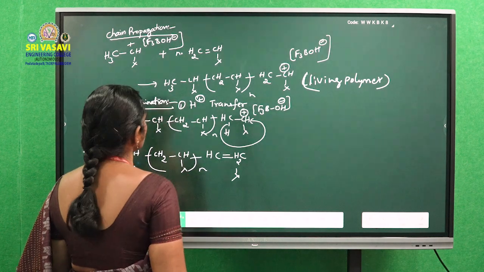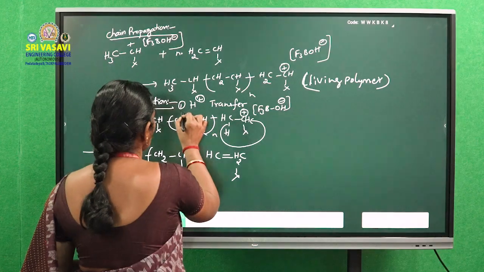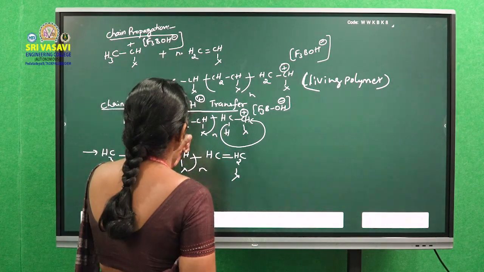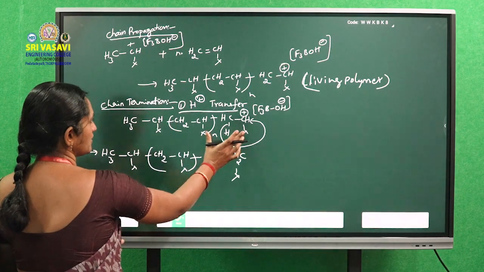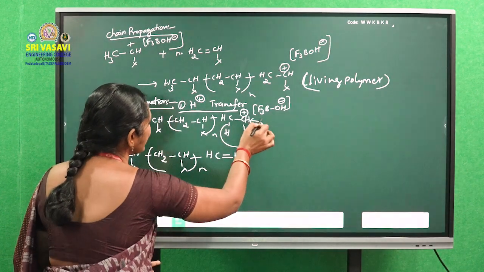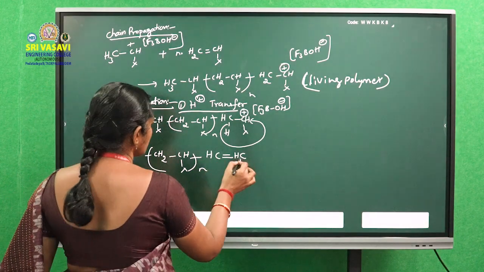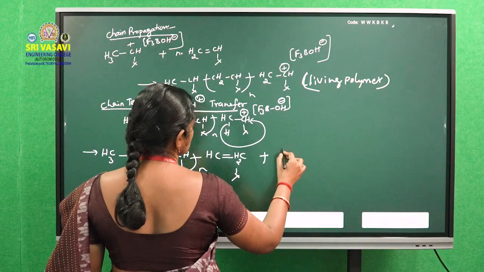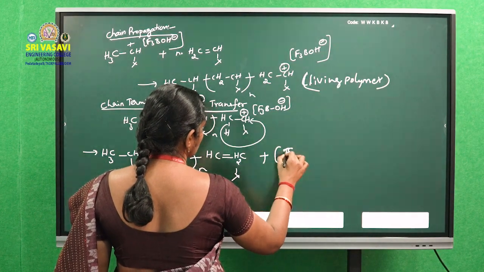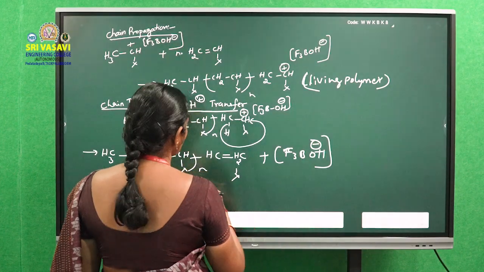Okay, chain termination. Chain termination takes place by 2 methods. First one is proton transfer. Proton transfer means from the living polymer a proton is rearranged, and this is giving some unsaturated polymers, and whatever counter ion is there, it gets outside. So this is the first step.